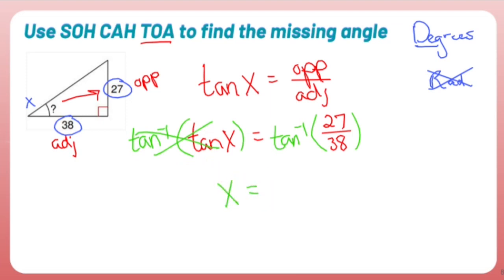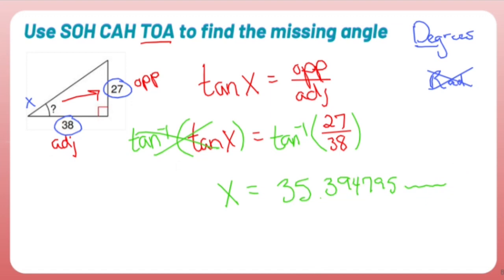I am running to my graphing calculator right now. And if you're using Desmos, you hit functions. If you're using a graphing calculator, you probably have to hit second tangent, and then the little tangent inverse pops up. And then you type out 27 over 38. And according to the Desmos that I'm using, I get 35.9344795 and so on.